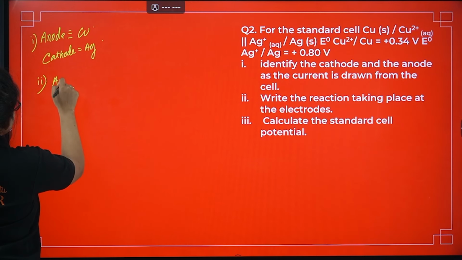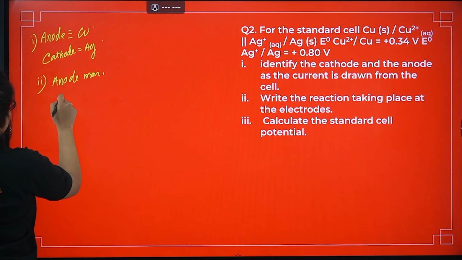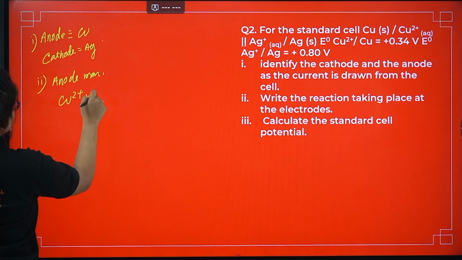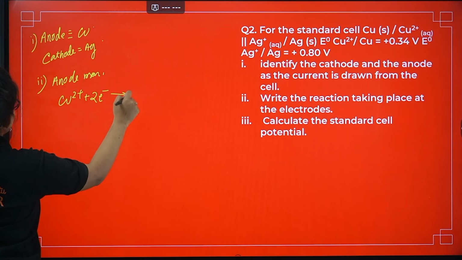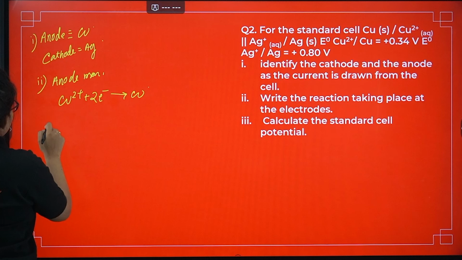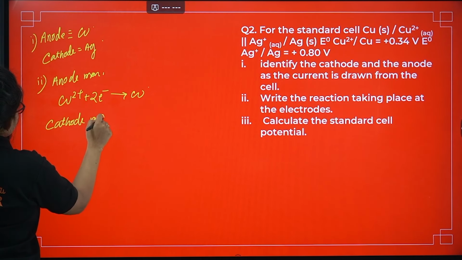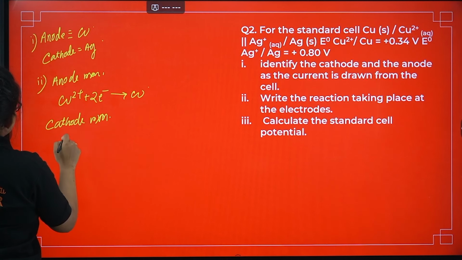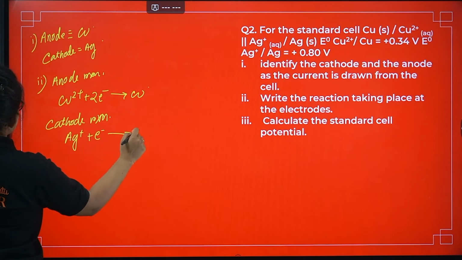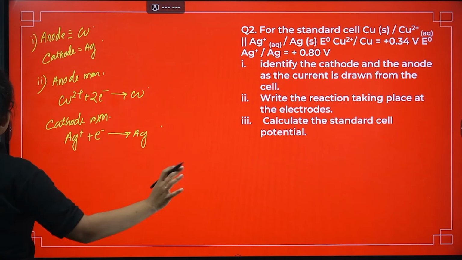Anode reaction, let's write. Anode reaction, if I write, that is Cu2 plus takes up 2 electrons and gets converted to Cu. And cathode reaction, if I write, that is basically Ag plus takes up 1 electron and gives Ag. Fine, this is the reaction.